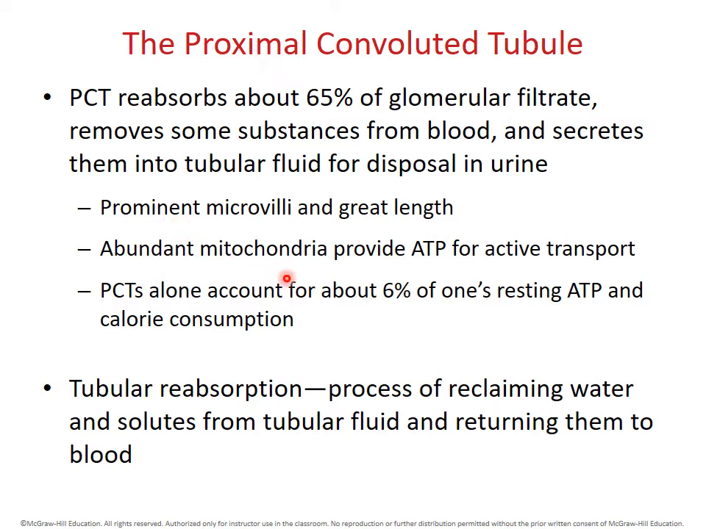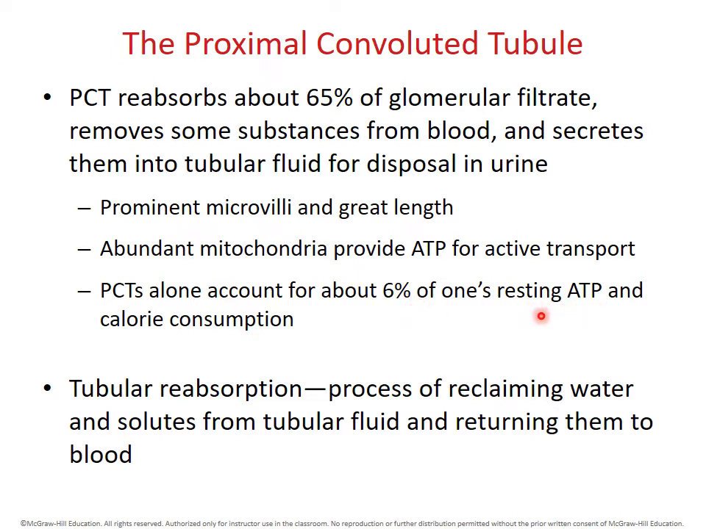And so, not surprising to find that these cuboidal cells have lots of mitochondria involved in producing the ATP required for active transport. And again, it is a significant energy expenditure in the body. This is an interesting stat right here. The proximal convoluted tubules of your kidneys by themselves account for about 6% of your resting metabolic rate, your resting consumption of ATP.